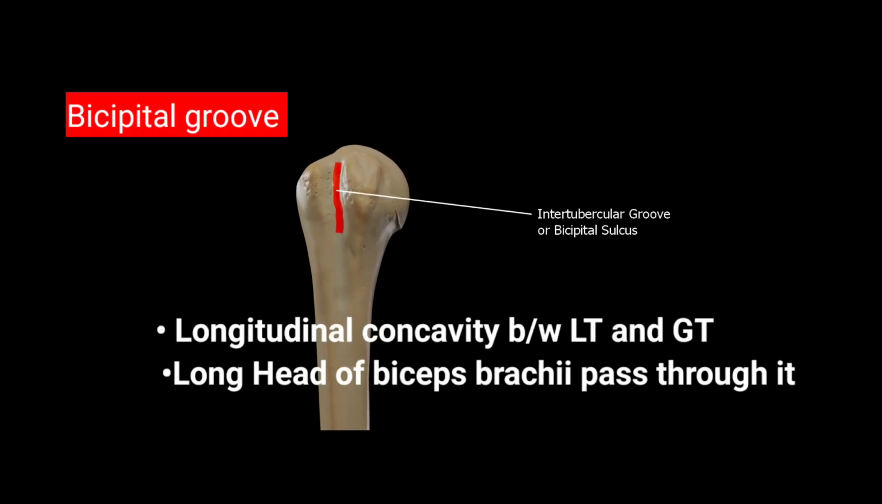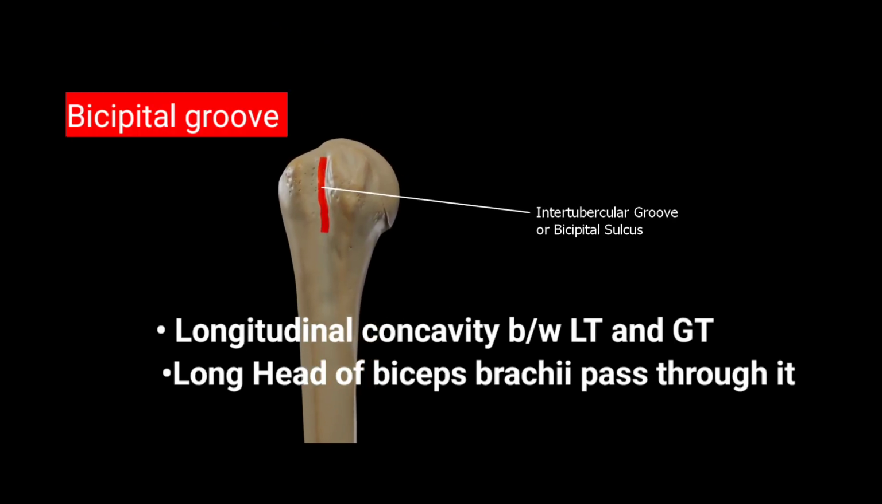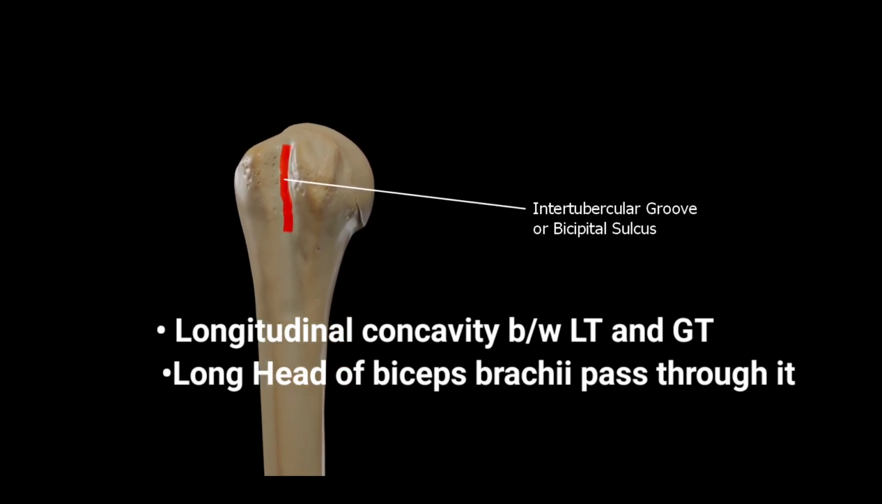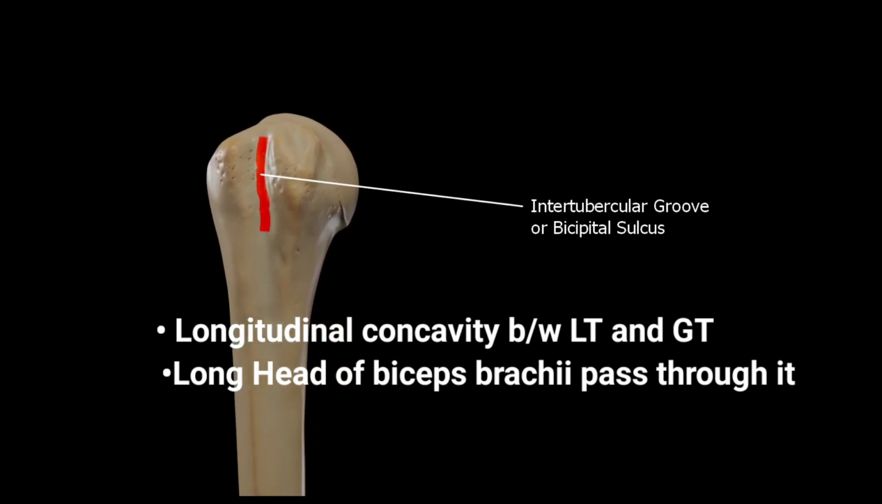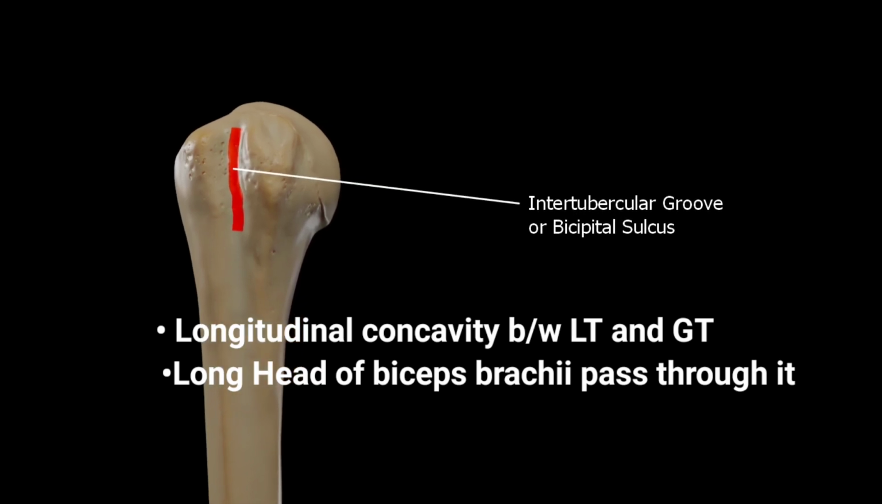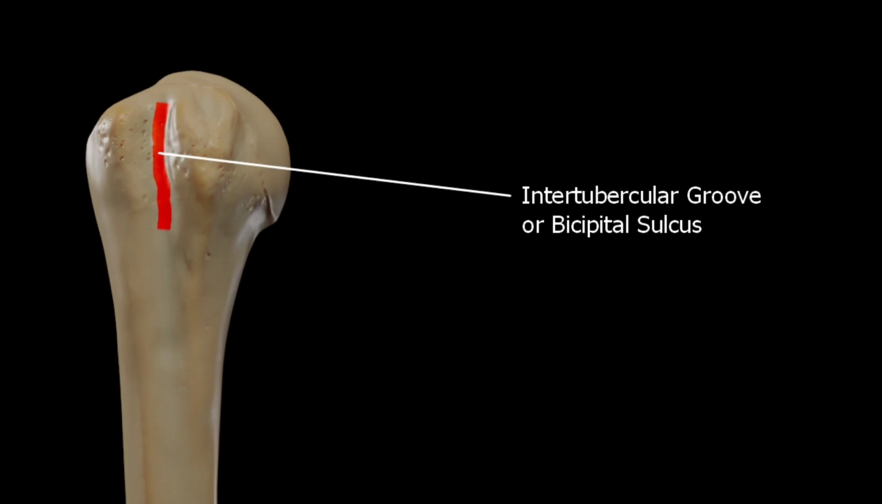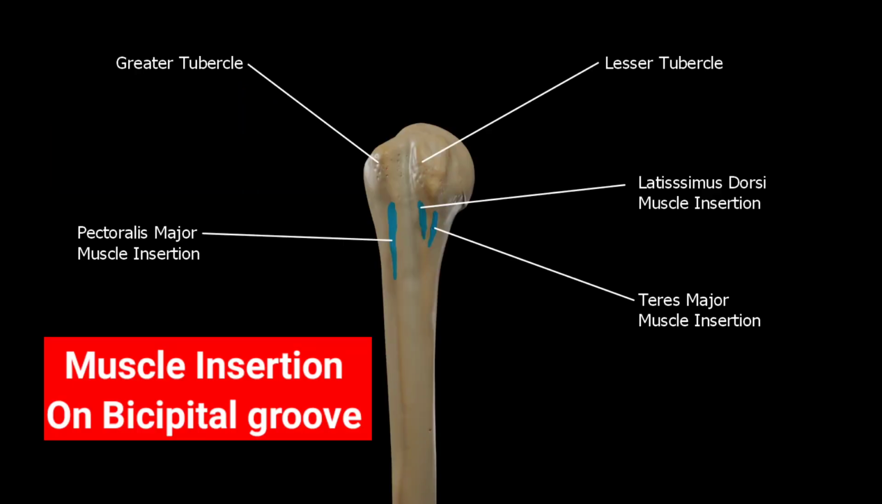Then bicipital groove. Bicipital groove is a longitudinal concavity between the lesser tubercle and greater tubercle. In between, the long head of biceps brachii passes through it, and bicipital groove is also called intertubercular sulcus. Muscle insertion on bicipital groove.